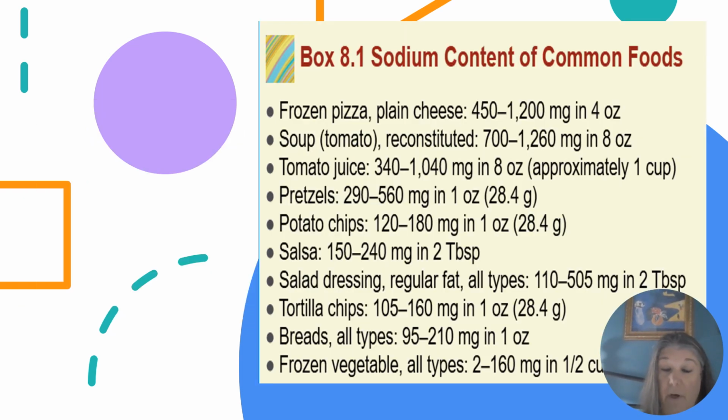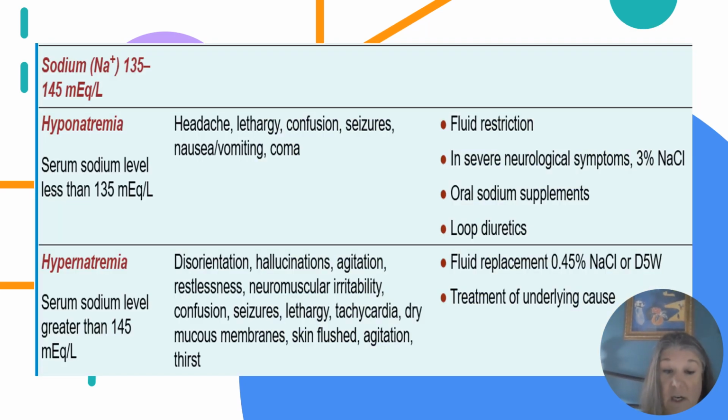This is box 8.1. This is some of the sodium content of common foods. It's just sort of an interesting little list. I think some of the surprising ones on here were tomato soup, which has really high sodium, tomato juice, even frozen veggies. Well, they're not too bad, but it just gives you a little breakdown. That's slide 11. This slide, slide 12, talks about hypo and hypernatremia, so it compares them right next to each other.